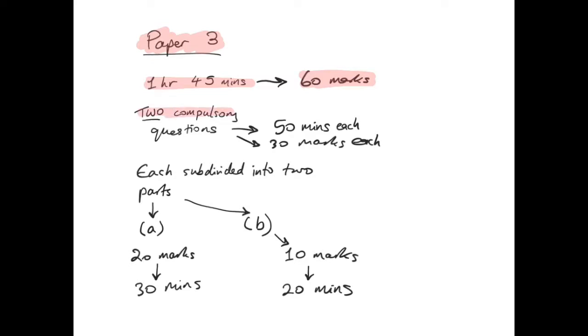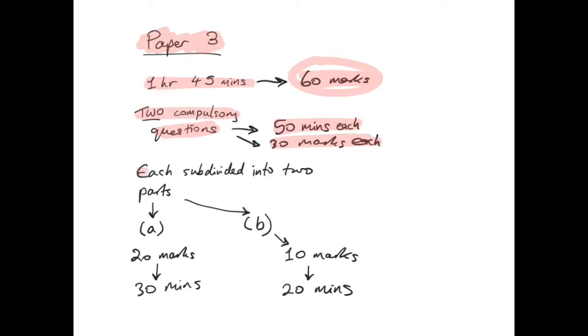There are 2 compulsory questions. So this is the only paper where you actually don't have choices. You have to answer both questions. Each question is obviously worth 30 marks if the total paper is worth 60. And I'm advising you to spend about 50 minutes on each question. That leaves 5 minutes at the very end for you to review.